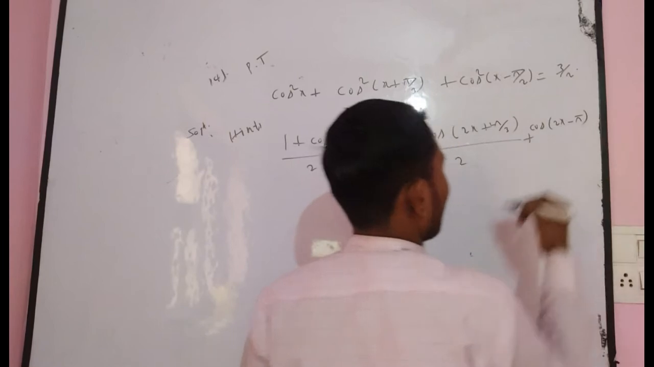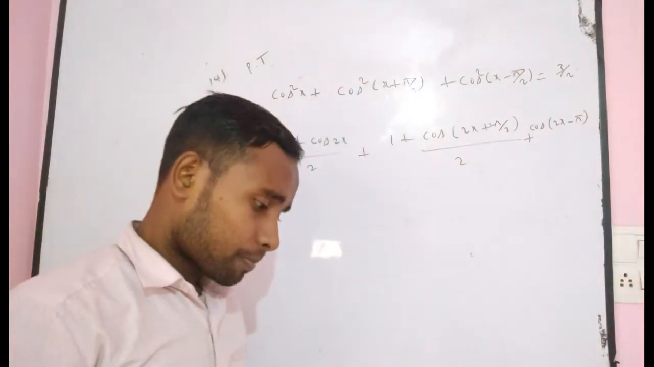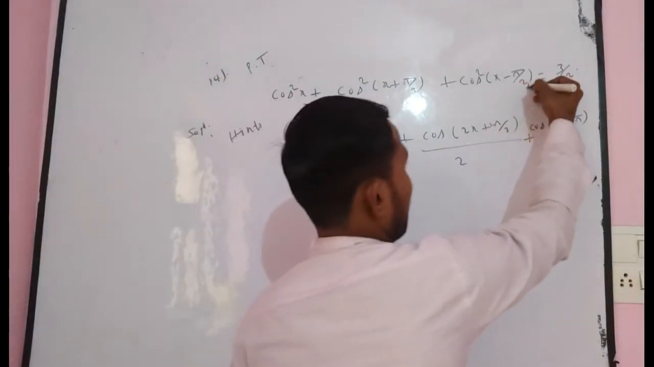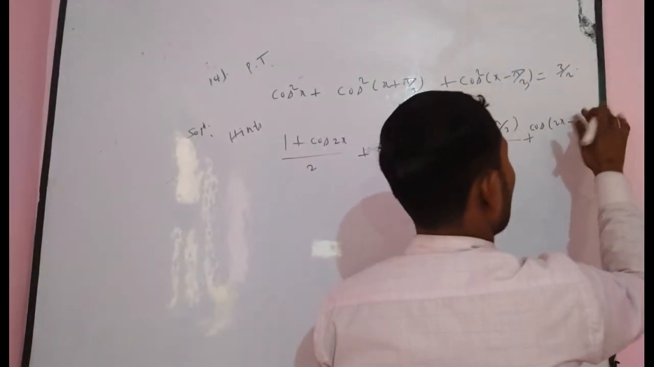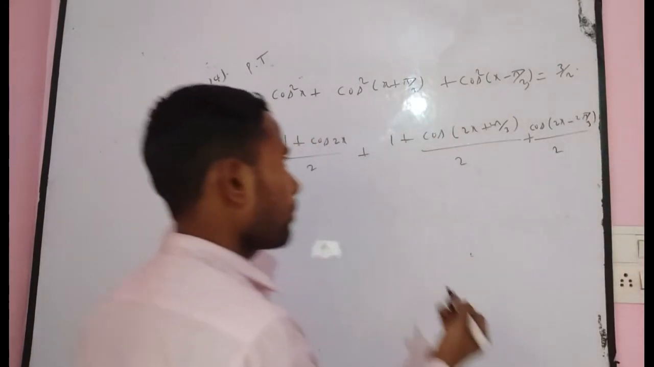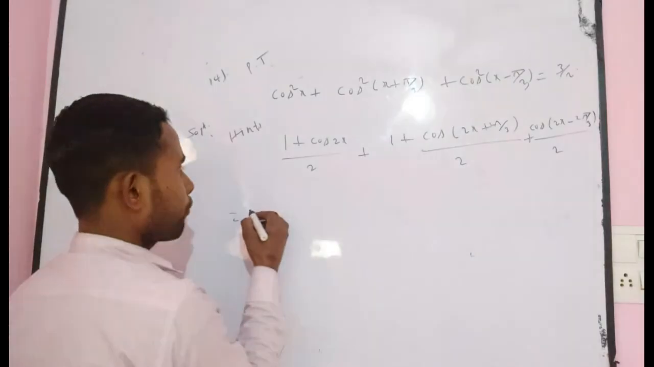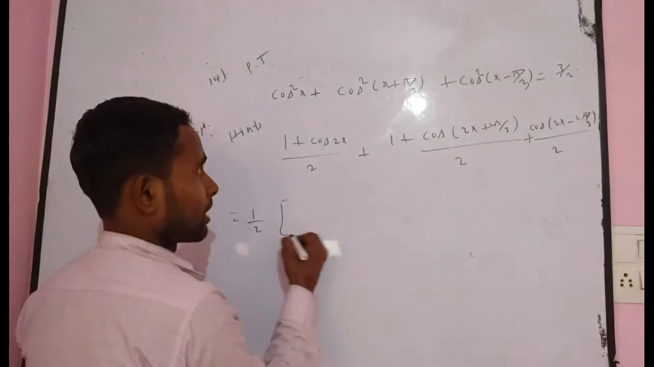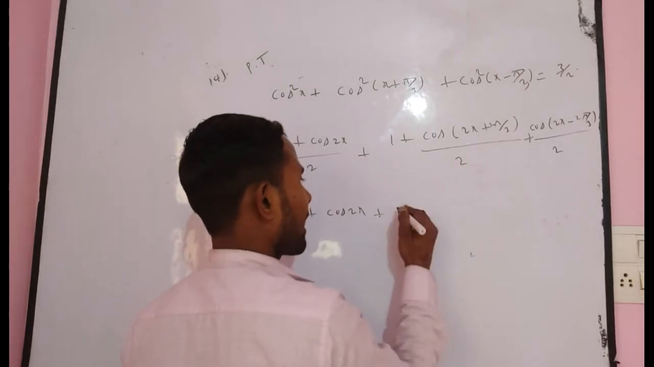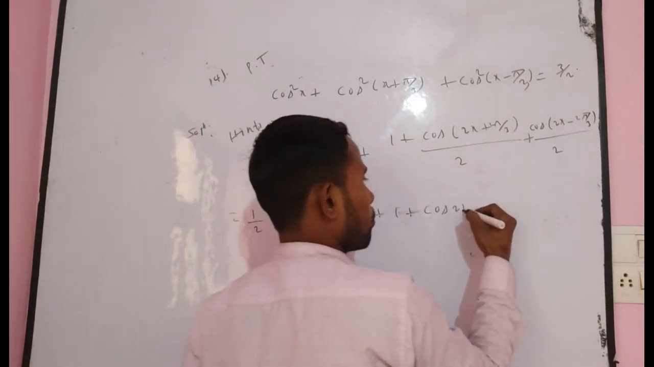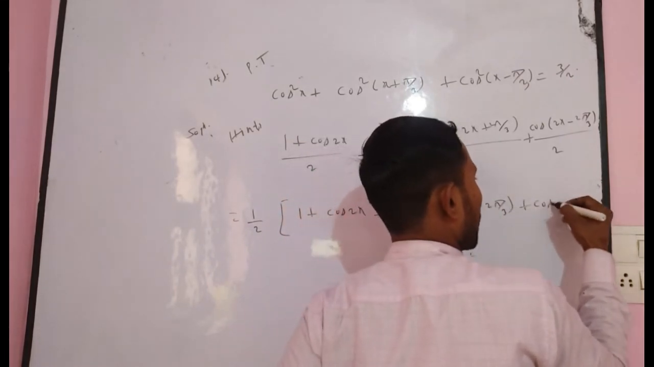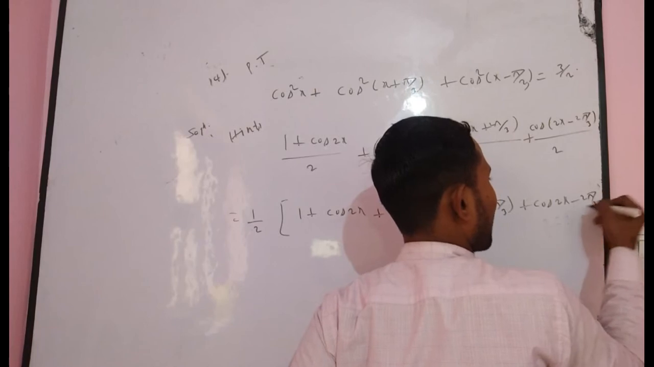2x minus, sorry, x minus π/3, not π/2. In that case, you get 2π/3 divided by 2. Now we have to simply take common 1/2 from the whole expression. Then you get 1 + cos 2x, plus 1 + cos(2x + 2π/3), plus 1 + cos(2x − 2π/3).